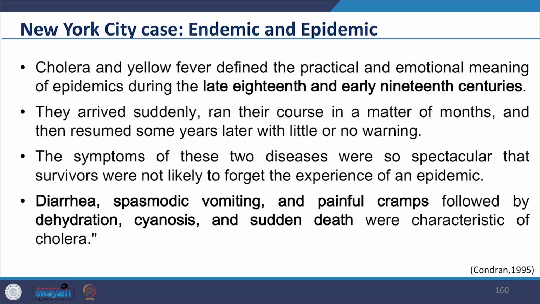The symptoms of these two diseases were so spectacular that survivors were not likely to forget the experience of an epidemic. Diarrhea, spasmodic vomiting, and painful cramps followed by dehydration, cyanosis, and sudden death were characteristic of cholera. Those affected with yellow fever suffered from fever and associated headache, nausea, clamminess, weak pulse, and an identifying yellowish cast to the complexion. With cholera, death often ensued within the day or even within hours of onset of symptoms, so that a person could be well in the morning and dead before nightfall, a stark contrast to the lingering illness associated with many endemic diseases like tuberculosis, which added to the fear and panic that accompanied these epidemic diseases.